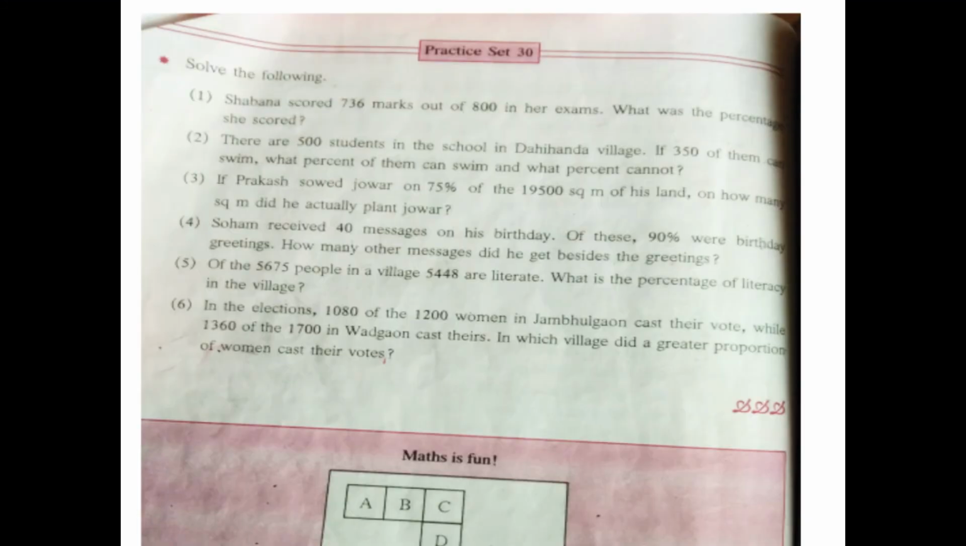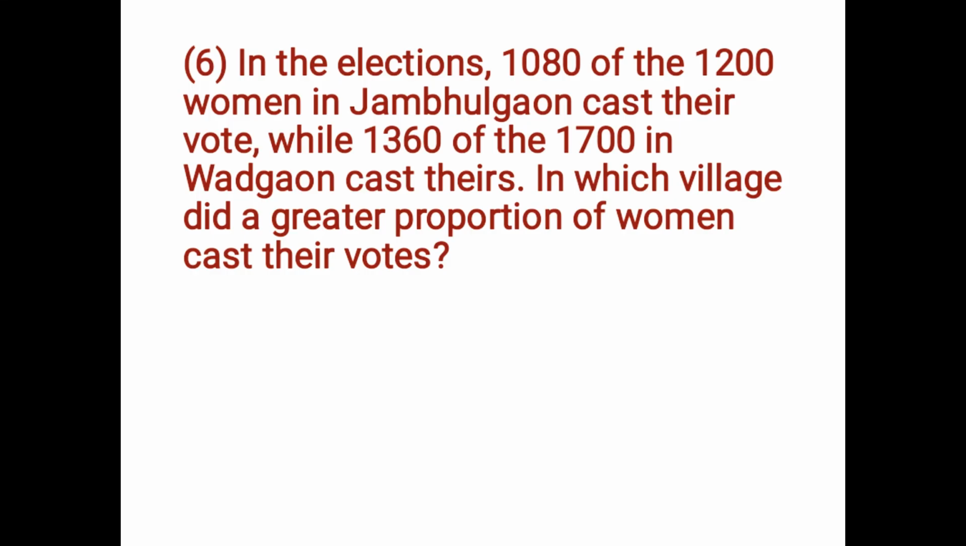Now we'll do the last sum. In the elections, 1080 of the 1200, 1080 of means 1080 out of 1200. Okay, in the elections, 1080 of the 1200 women in Jambulgaon cast their vote, while 1360 of the 1700 in Vadgaon cast theirs. In which village did a greater proportion of women cast their votes?